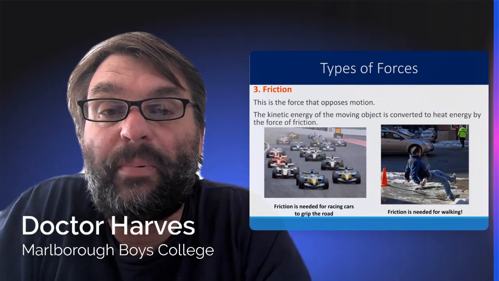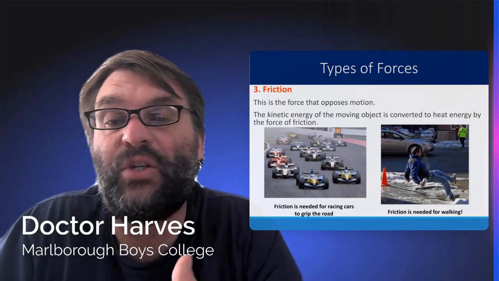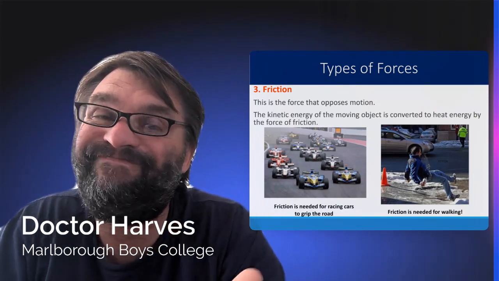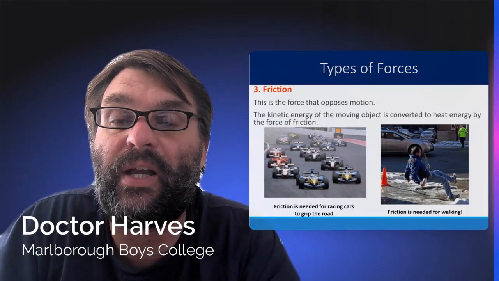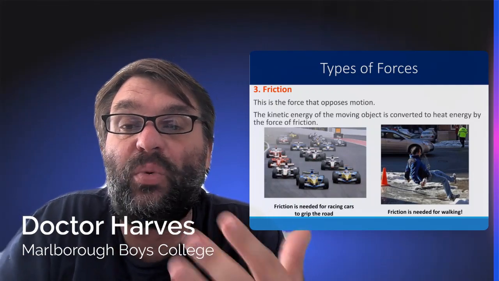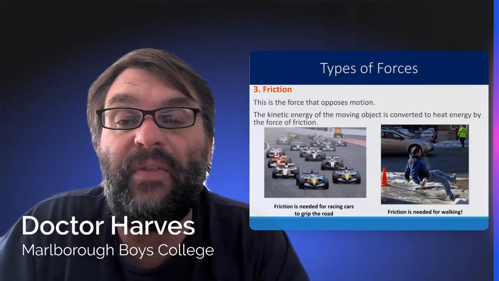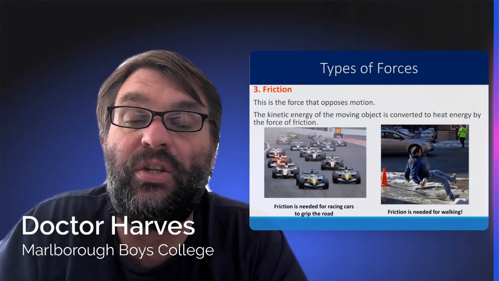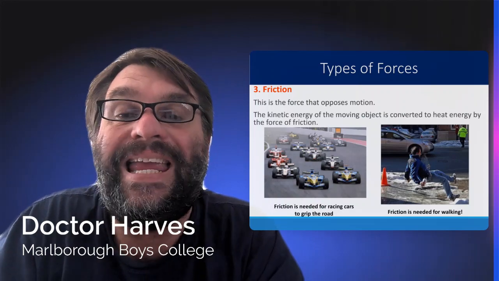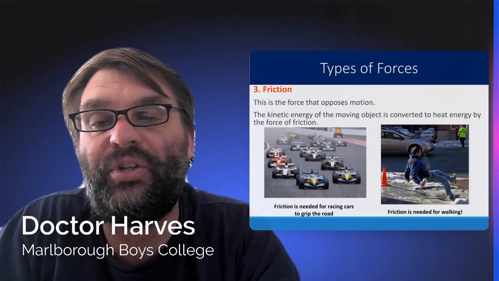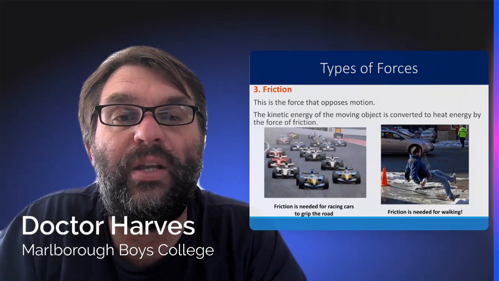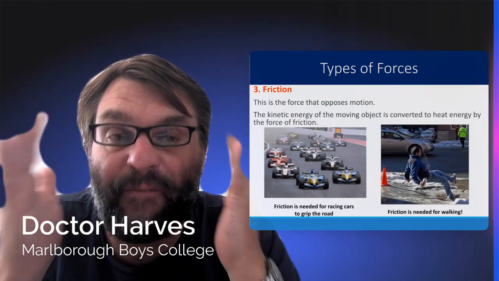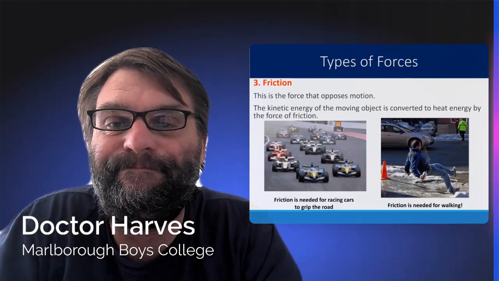So the third type of force is friction, and that's one that is in opposition to movement, motion. You'll see that with tires, for example, or brakes, where the kinetic energy, the energy of movement of any moving object, is transferred into heat energy. So that's why brakes are hot to touch if you've been using them quite a lot in your car. This is caused by the force of friction.